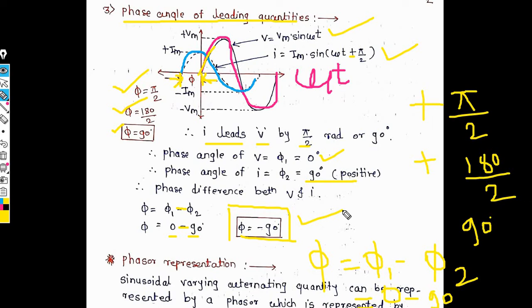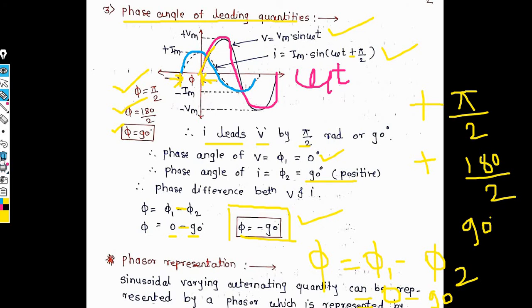Now this is the third type, the phase angle of leading quantities. This is the concept of phase angle for a zero-phase or in-phase quantity, then phase angle of lagging quantities, then phase angle of leading quantities. These are the important types of phase angle. Now the next point is phasor representation. It is a very important point in AC fundamentals.